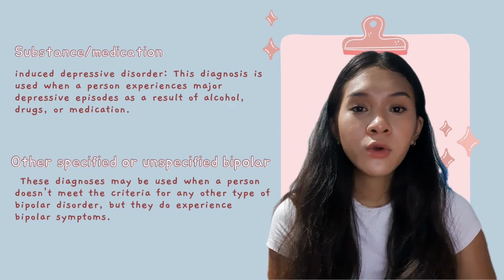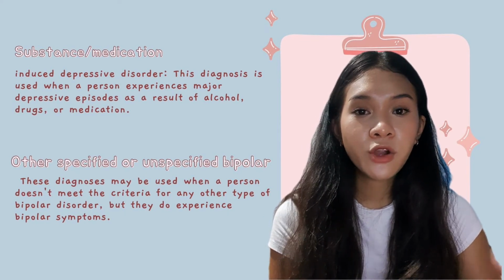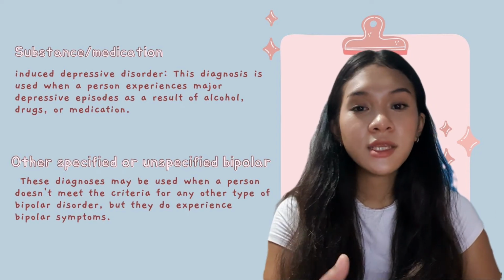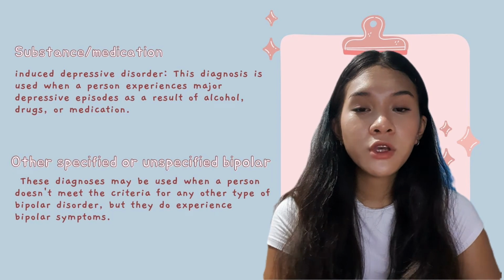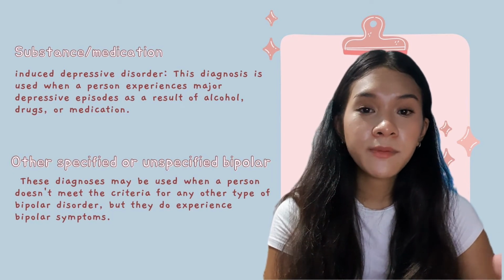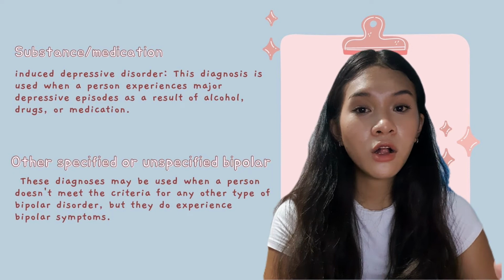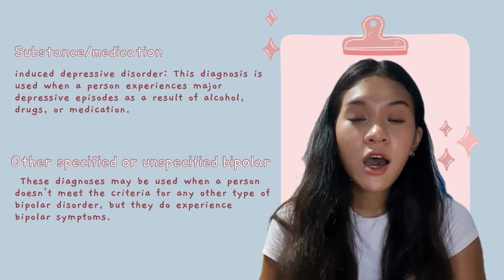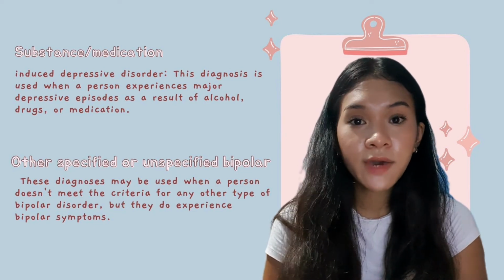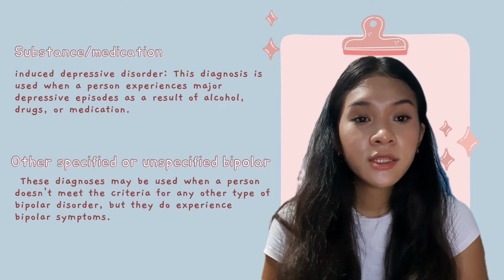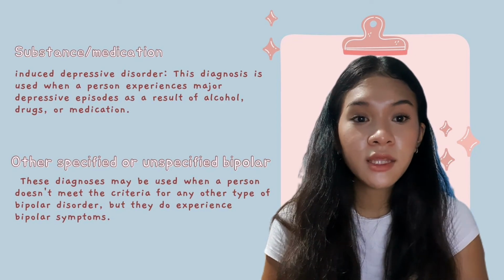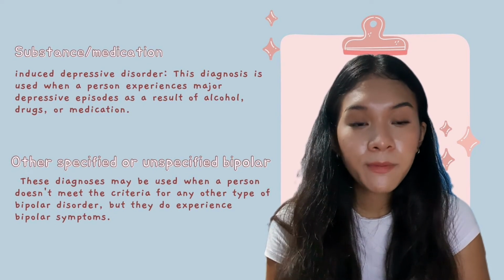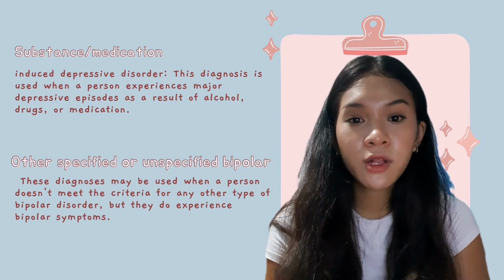Mood disorders could also be caused by a substance or medication. These are called substance-induced depressive disorders. These are diagnosed in persons who are experiencing a major depressive episode as a result of alcohol use, drugs, or medications. We also have other specified or unspecified bipolar disorder. These diagnoses may be used when a person doesn't meet the criteria for any type of bipolar disorder, but still experiences bipolar symptoms.